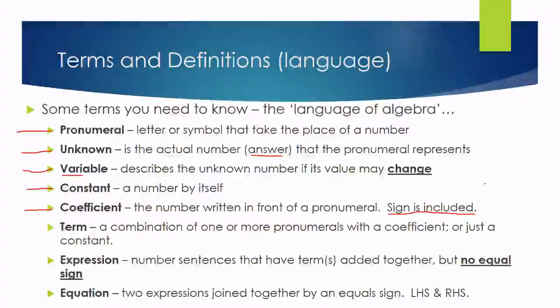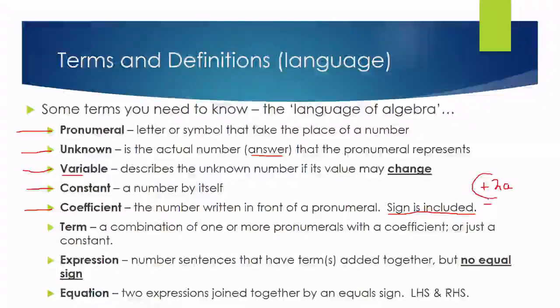Now, what do I mean by the sign? I mean like a plus, so a positive number, or a negative number. So for instance, we might have something like positive 2a. That means 2 times a, all right? And the coefficient in that particular term is the 2 out the front, and as I said, it includes the sign.